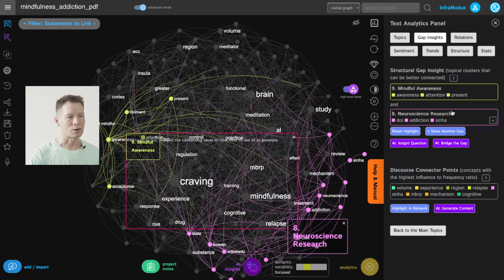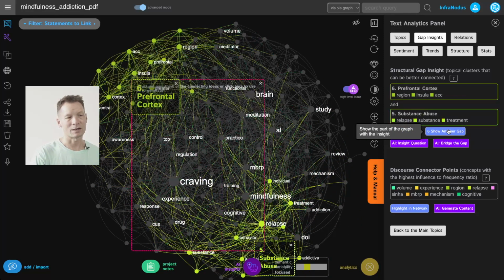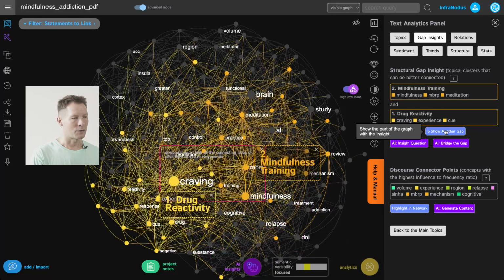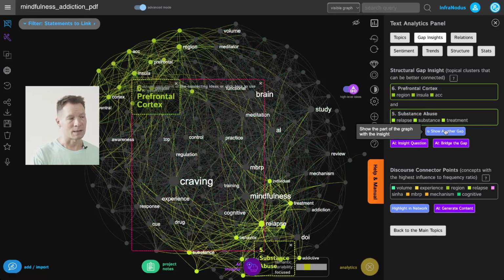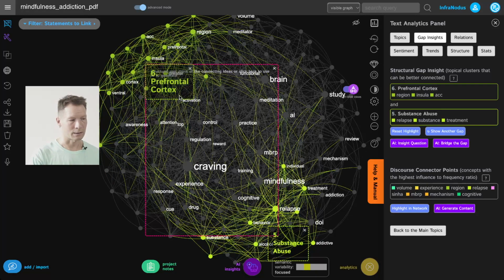Another very important feature is that InfraNodus shows you the structural gaps inside the text. So which two topics or pairs of topics could be better connected. And usually this is where the new ideas can be found, because those concepts, they are present inside the text, but they're not so much connected yet. So if you pose questions or generate ideas that connect those clusters together, then you will most likely come up with something new in relation to this text and develop this discourse further.